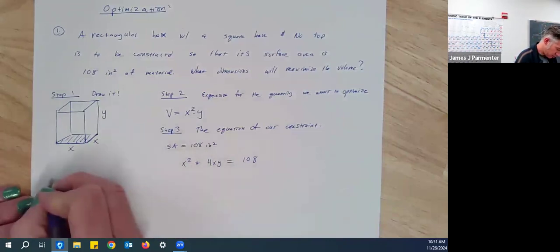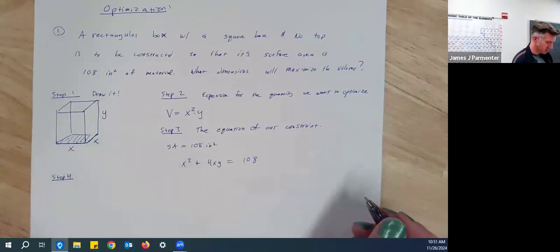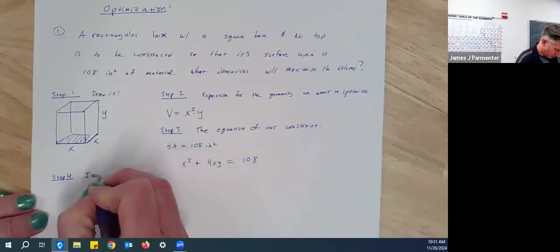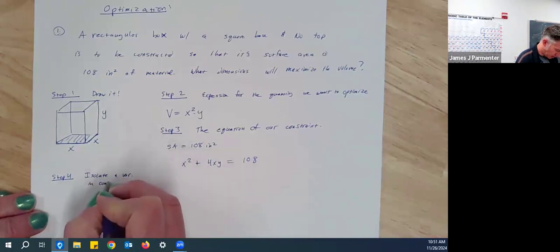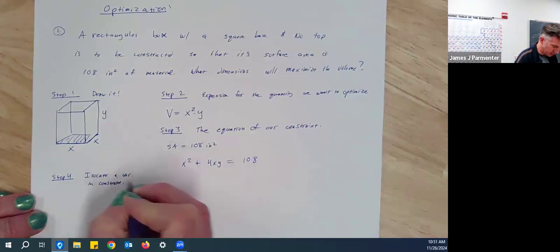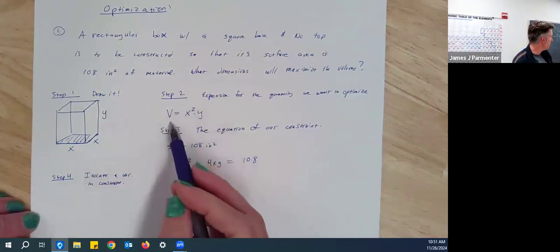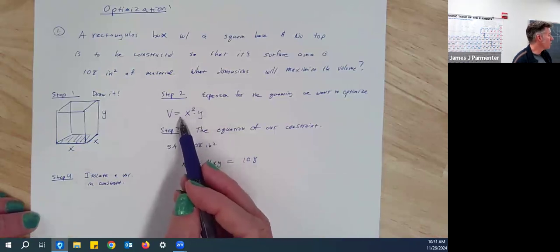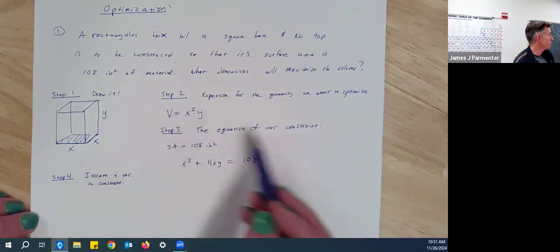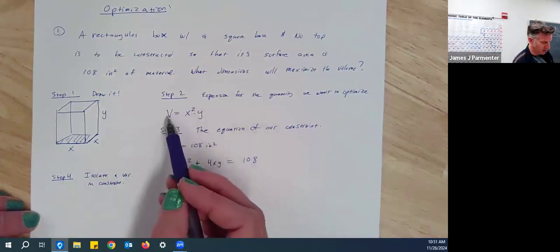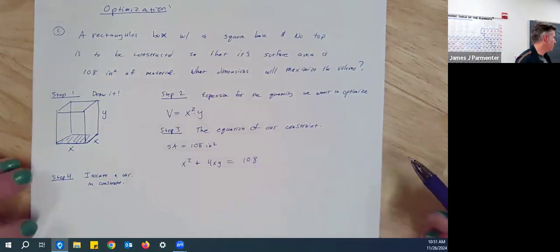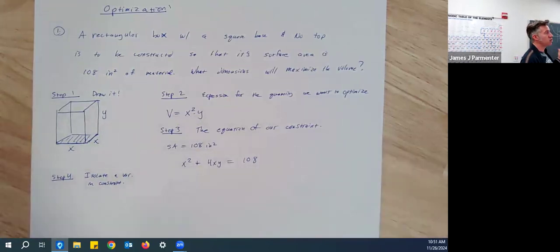Step 4, in your constraint, isolate one of the variables. I want to go back 1 second here and just point out, the thing you're trying to optimize, we don't know what it's equal to. Should not be equal to a number. The reason I'm saying this is because over many years, I've seen lots of people be like, oh yeah, volume equals 108. Not, but just be careful, right? The thing you're trying to maximize, you shouldn't know what number it's equal to yet when you're starting off the problem.